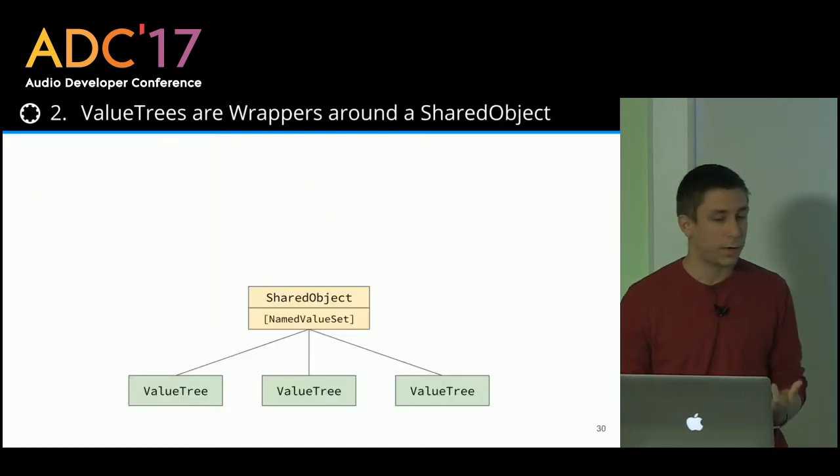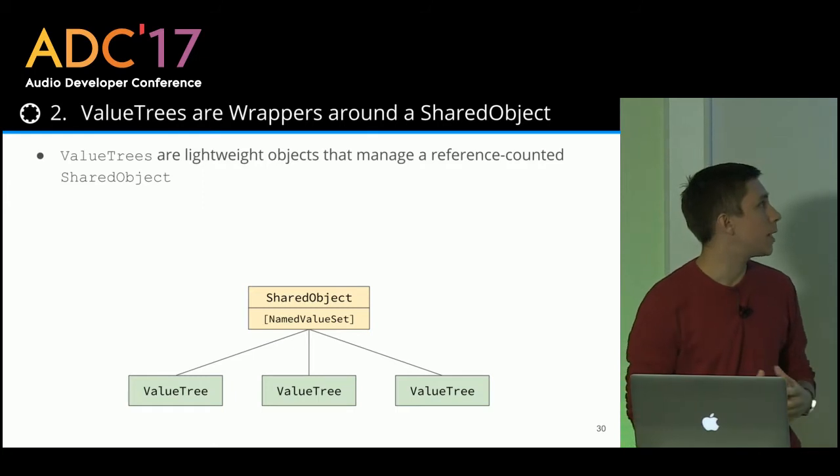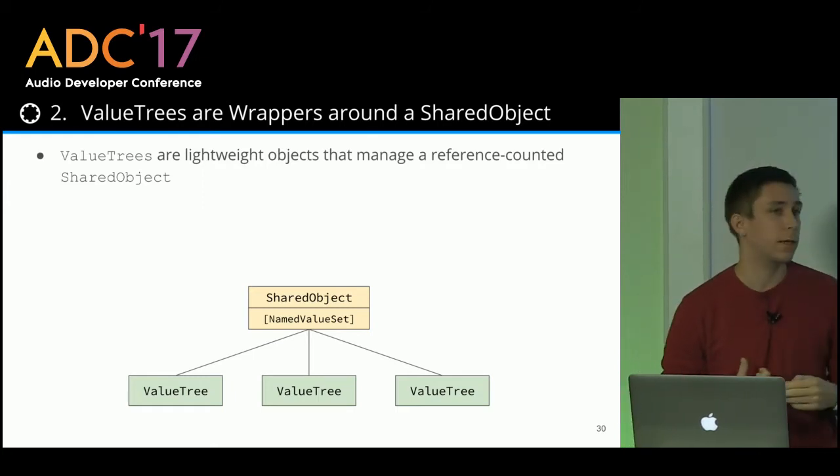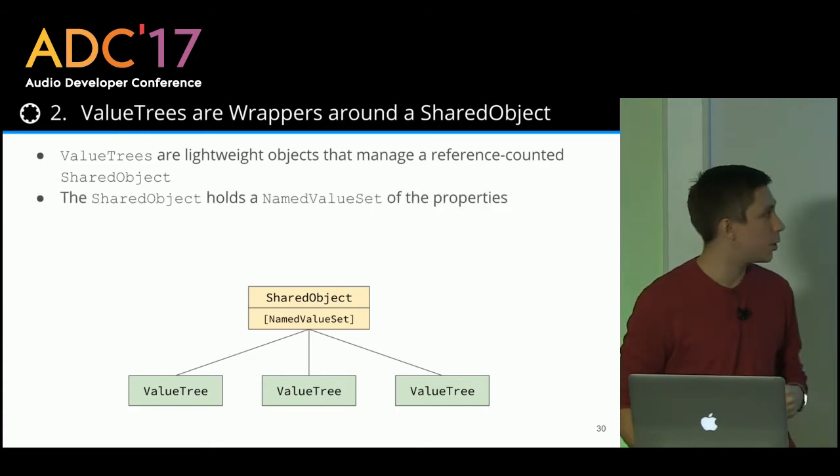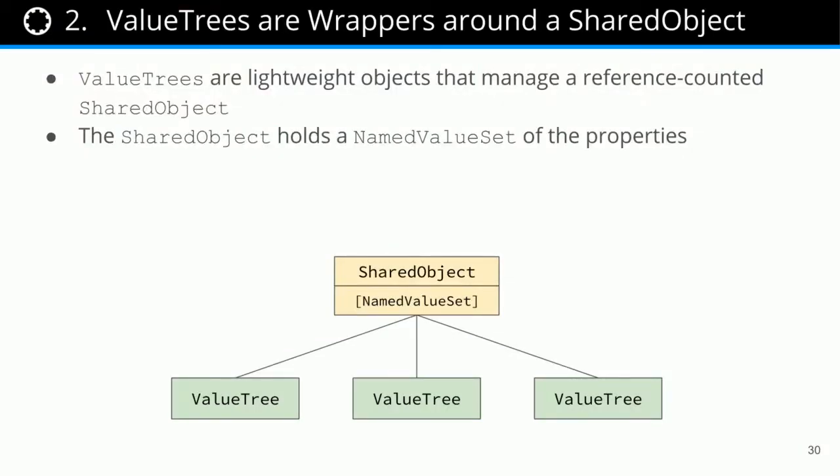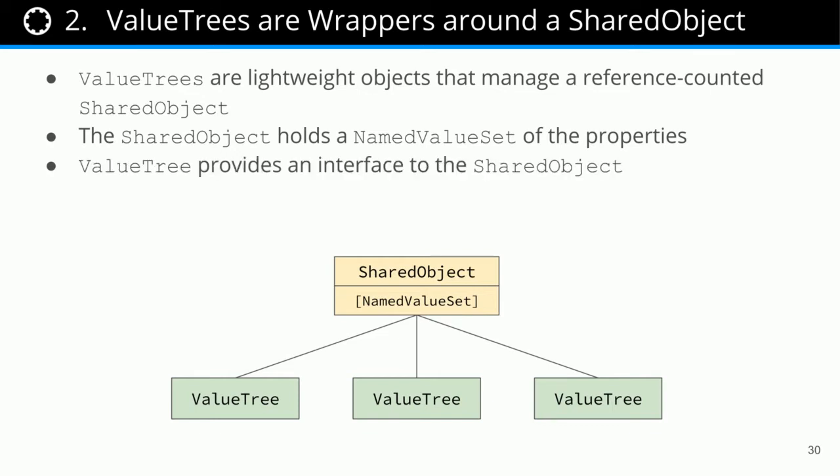So what does a ValueTree look like under the hood? Well, ValueTrees are essentially a lightweight object that manages a reference-counted shared object. Okay? So the shared object inside is kept alive by ValueTrees, and it contains a name-value set of properties. And a name-value set is essentially a key-value pair set of vars. And it's ValueTree that provides the interface into the shared object here. So you don't really need to know that this shared object exists, but it's useful when dealing with lifetime to know that it's a reference-counted thing. And because it's reference-counted, ValueTrees are really cheap to copy around. So they're essentially free. They're just an atomic reference count.